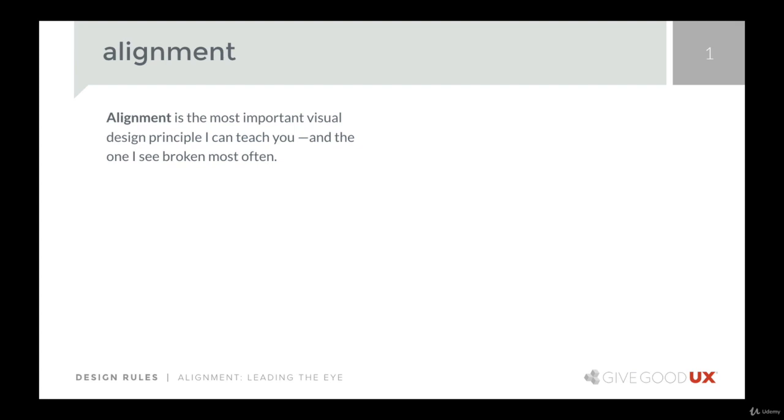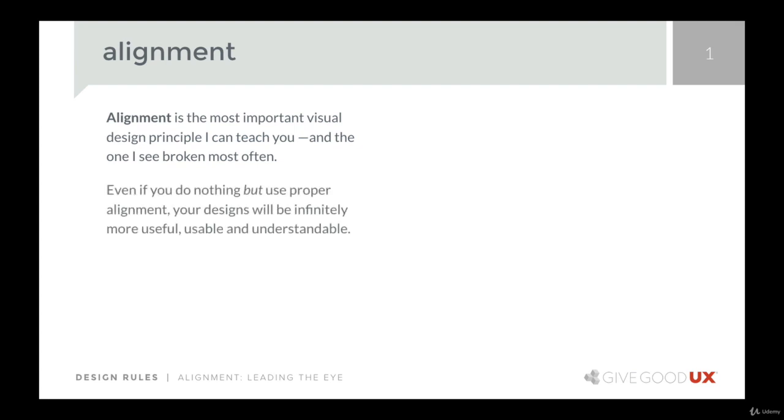And I mean that by metrics. You see things like time to completion or increase in conversion in sales, people who actually get through the checkout process. The numbers shoot up dramatically if you do nothing but improve alignment. So I want to walk you through this. Even if you do nothing but use proper alignment, your designs will be infinitely more useful, usable, and understandable, which also, of course, makes them more valuable.